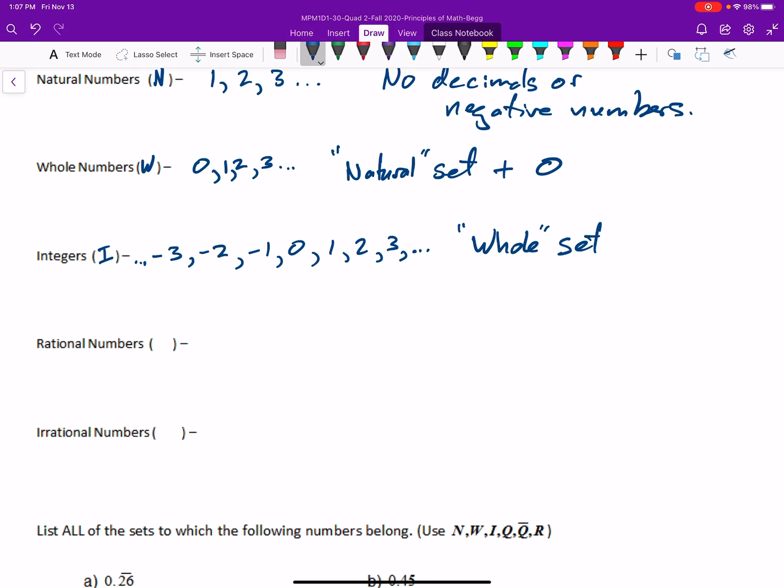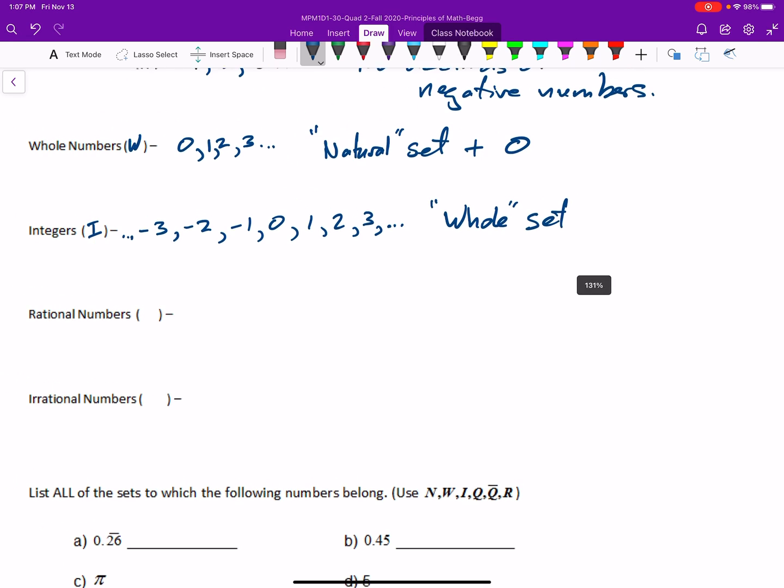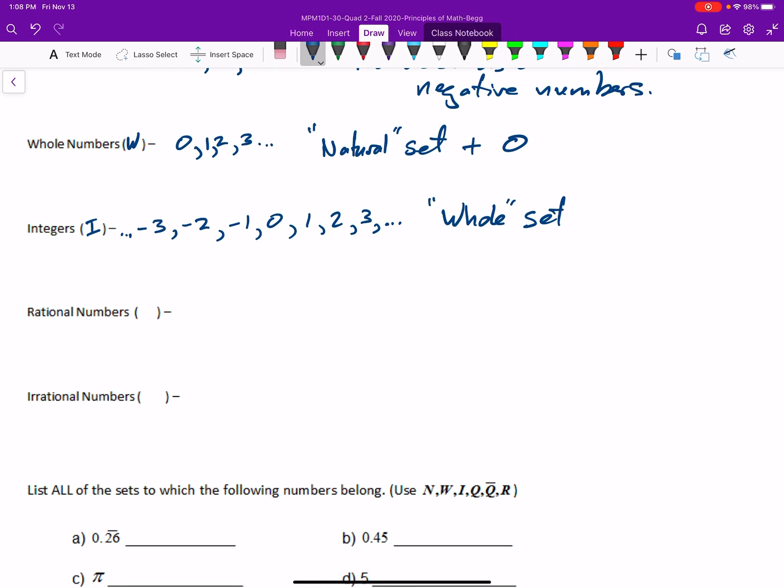So we can think of that as whole numbers, the whole number set, and put quotations around it so you know I'm talking about the name. So the whole set plus negative numbers. But still, no decimals.